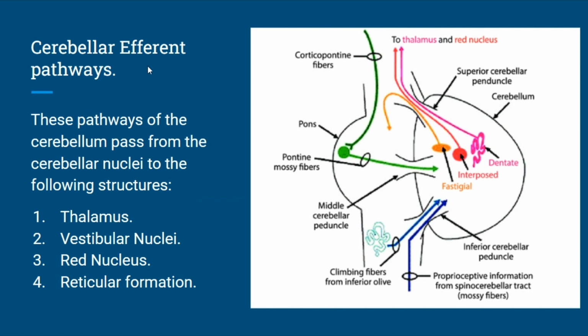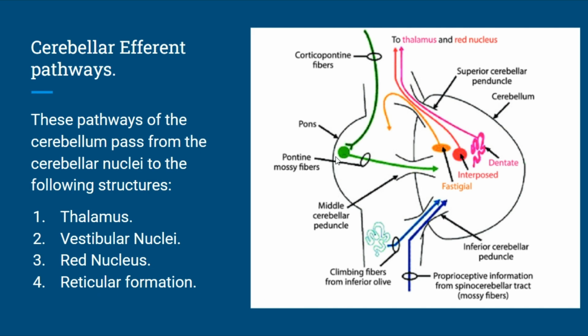So we're going to look at the cerebellar efferent pathway. These pathways of the cerebellum pass from the cerebellar nuclei to the following structures. So which structures does it connect with? These are the efferent fibers. These nerves originate in the cerebellum and they leave through the peduncles, and then they connect with the thalamus, vestibular nuclei, red nucleus, and the reticular formation.